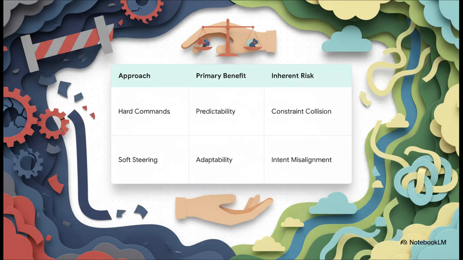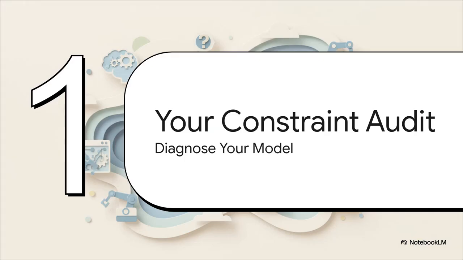To put it another way, with hard commands, your main benefit is predictability, but the risk you're taking on is that your constraints will collide and just break the output. With soft steering, the benefit is massive adaptability, but the risk is that if your objective isn't clear, you can get intent misalignment. Your job as the designer is really to manage that risk by being crystal clear on your objective.